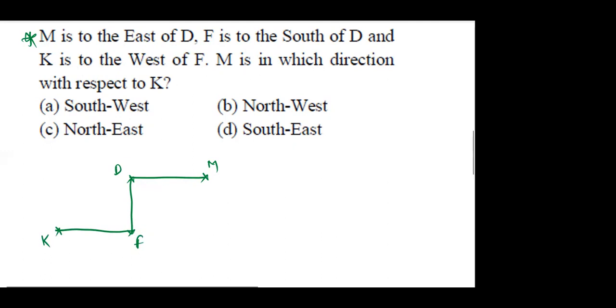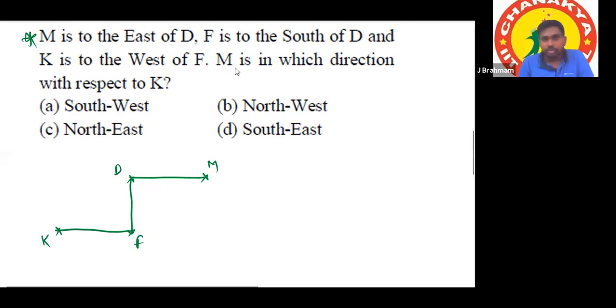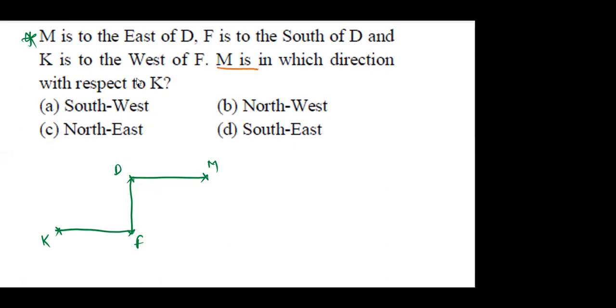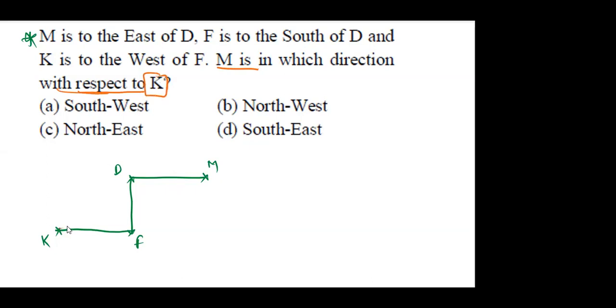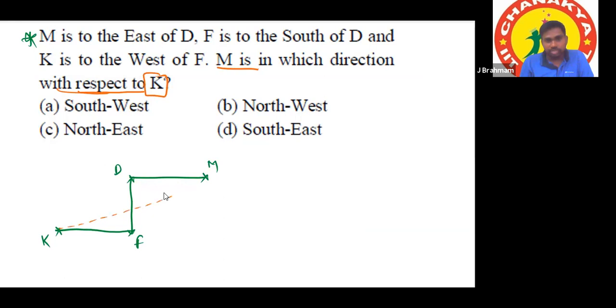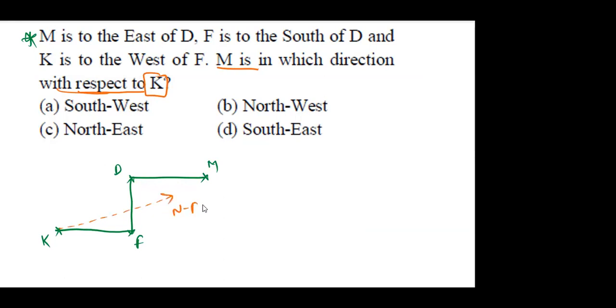Okay, the question is over and the data is over. M is in which direction with respect to K? So here the reference is K. If you see from K, M is in which direction? Towards northeast. That's all. So the answer is northeast.